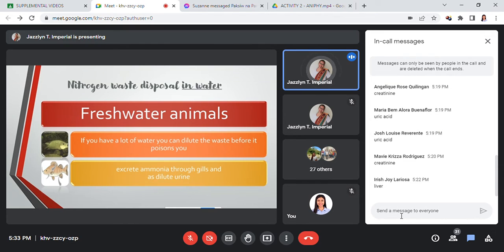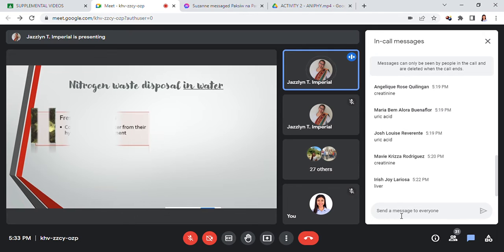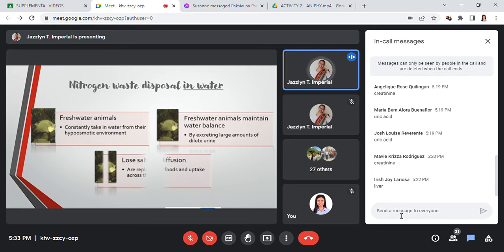Yung gills ng fishes nyo, as you can see in this arrow here, they have parang yung epithelia. So, they have epithelia in their gills which actively pumps salt. Okay? Doon sa hypotonic environment nila. So they either take in water from their hypoosmotic environment. So they drink the water, of course, from their environment, these freshwater animals.